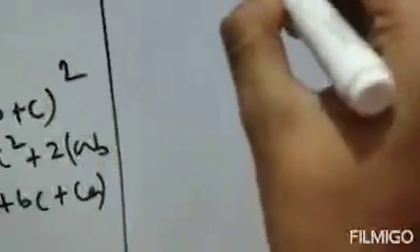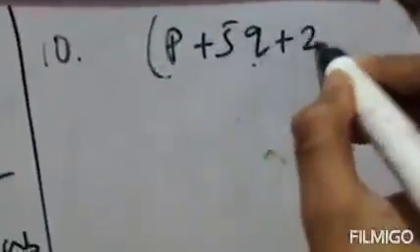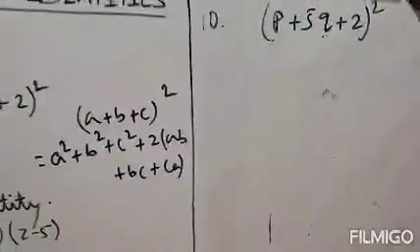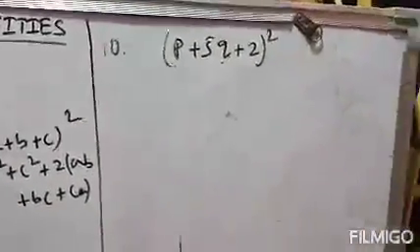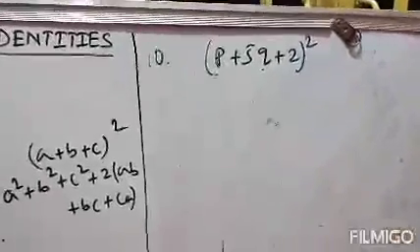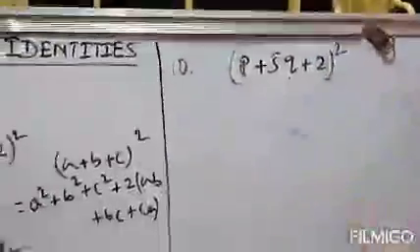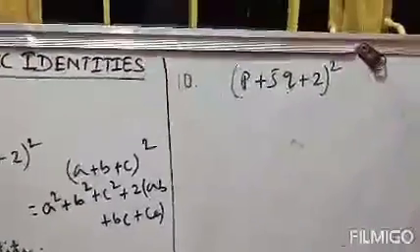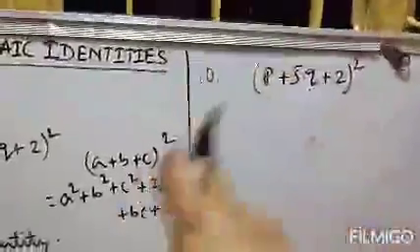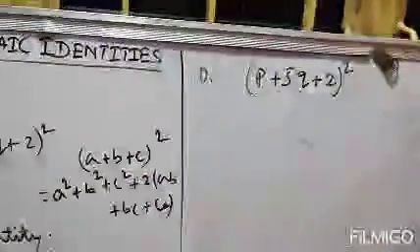Next question is question number 10. Question number 10 is p plus 5q plus 2 whole square. Clear? Now see, all the signs are plus. Here in formula all the signs are plus, and in the question all the signs are plus. Therefore we need not arrange. If all the signs are plus, then the formula already satisfies, then we need not arrange. We will just solve the question.